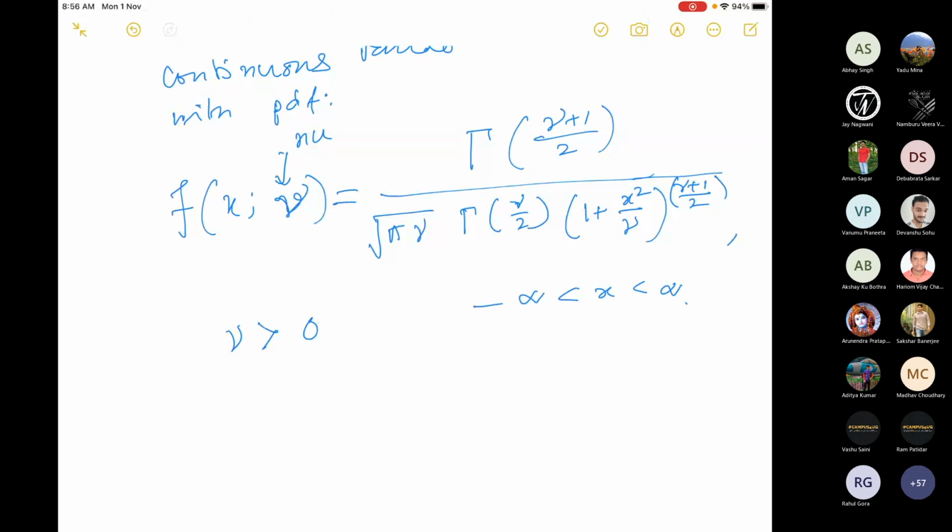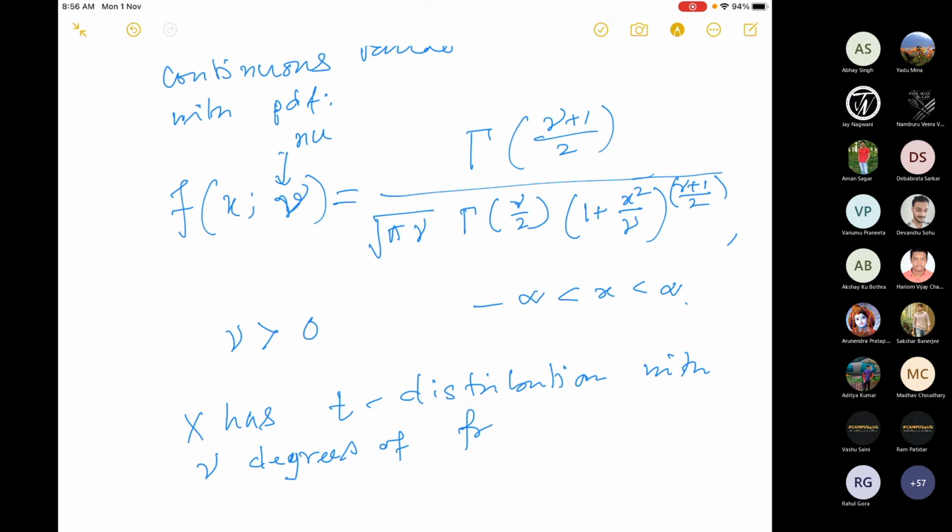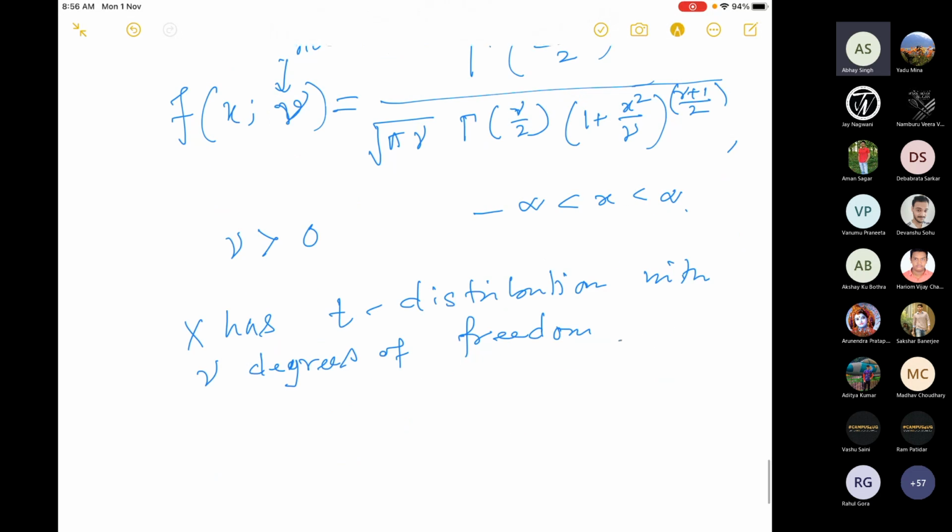So when you say that x has what is called a T distribution with nu degrees of freedom, we denote it like x is distributed as T nu. This is the parameter. This is the notation.